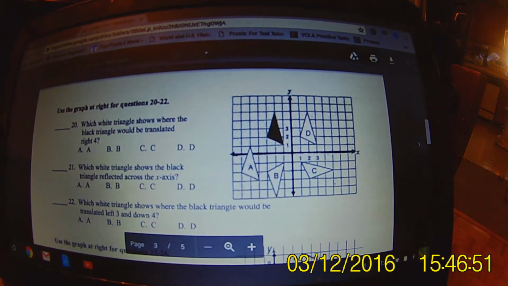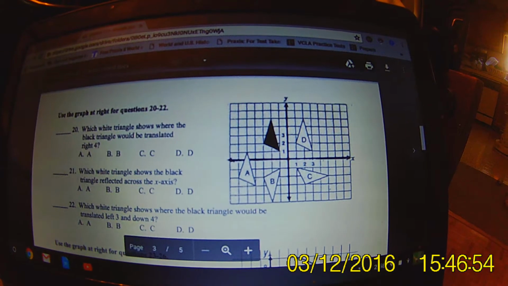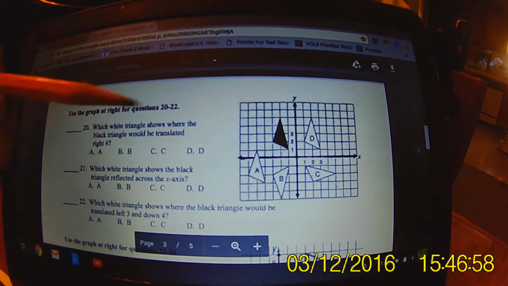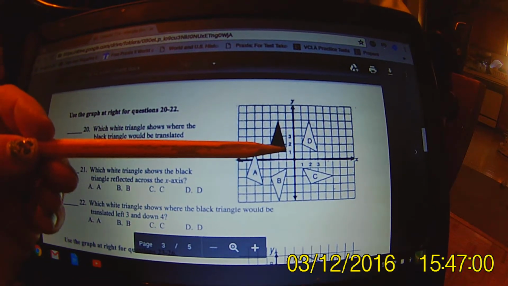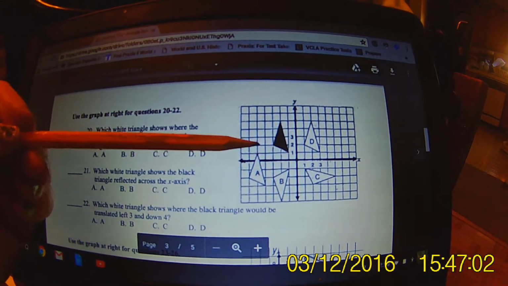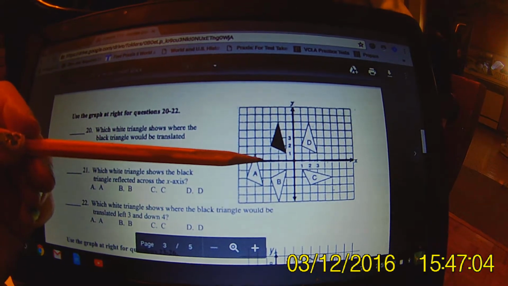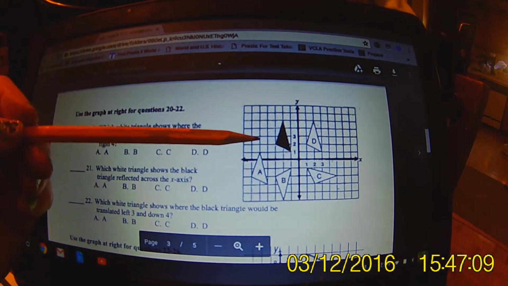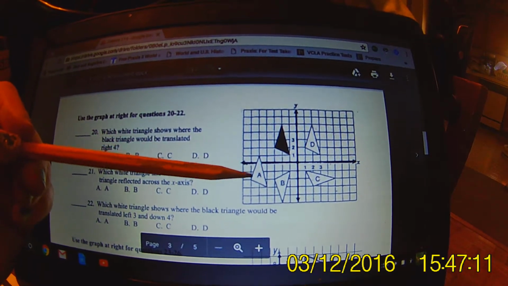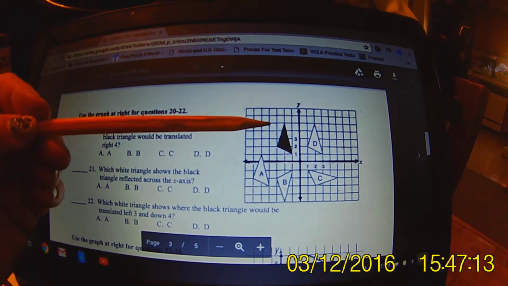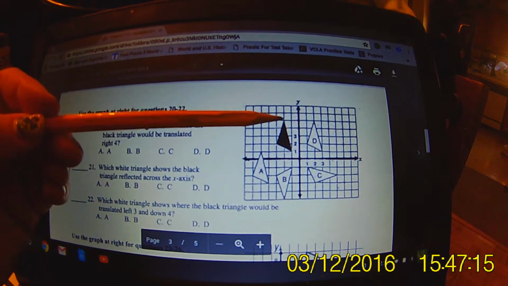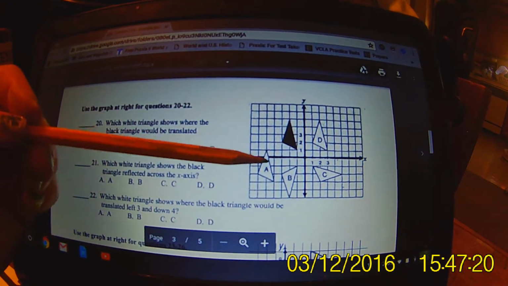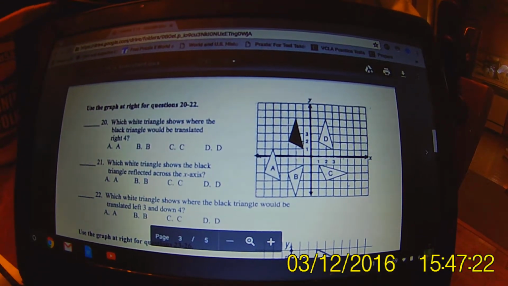Number 22, which white triangle shows where the black triangle would be translated left 3 and down 4? So I've got to go left 3, 1, 2, 3, and now down 4. So if I try another one, left 3, down 4. Left 3, down 4. So A would be the only translated figure.